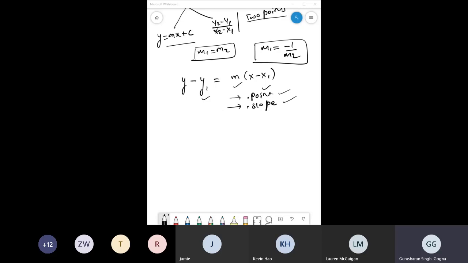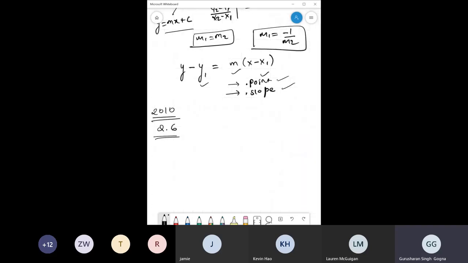Okay, so I have one question here, which is from paper 2010, question number 6. In question number 6, 3 points ABC are given. So the diagram is also given in the question. This is x-axis, y-axis. One line is going like that, one line is going like that. This is point B, the intersection point of these two lines. And this is point C here, this is point A.